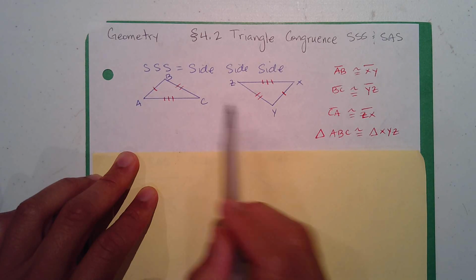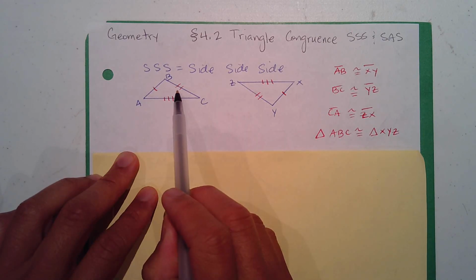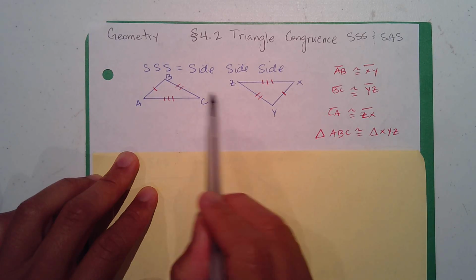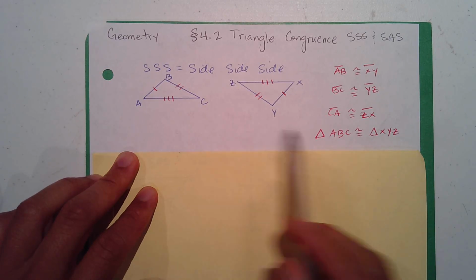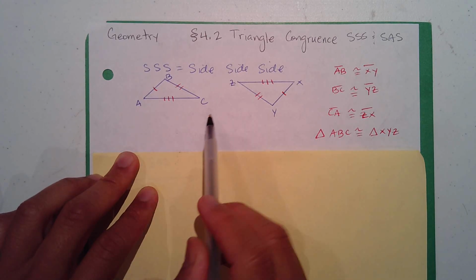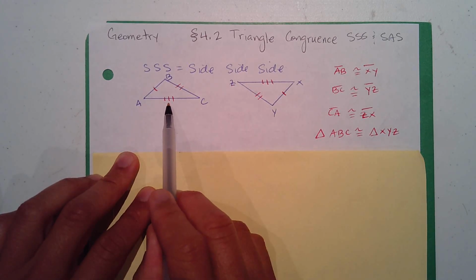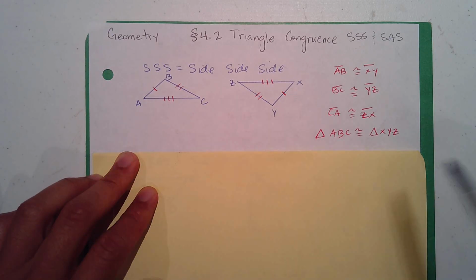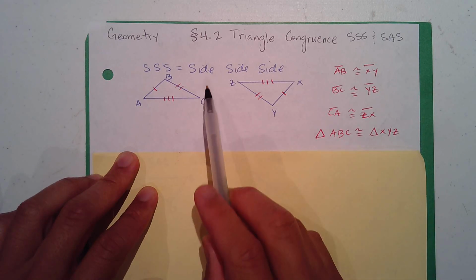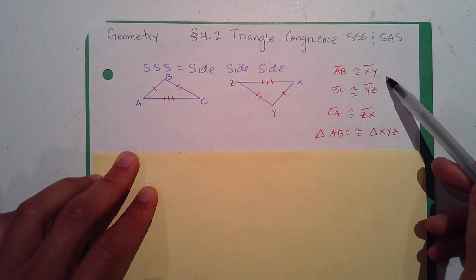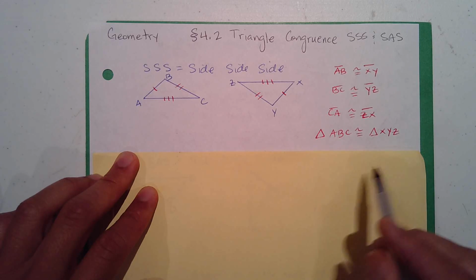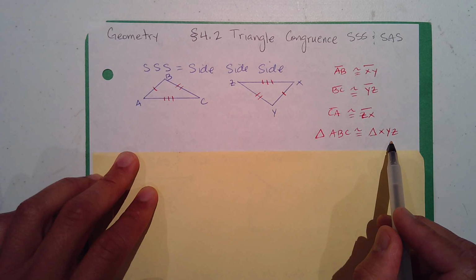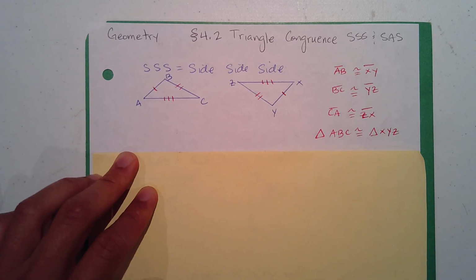BC is congruent to YZ. Two congruent marks match with these two congruent marks. That's why we know these sides are congruent. And the last one is CA is congruent to ZX. Three marks, so these two sides are congruent. So if we have side, side, side, then we can claim that triangle ABC is congruent to triangle XYZ without naming the other parts, the angles.